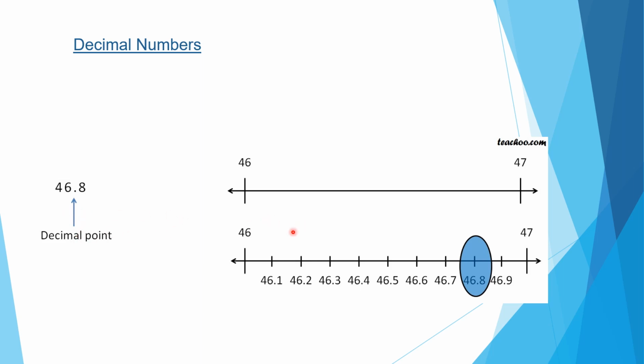So let us look at that on the number line, 46 and 47. Why I have taken these two numbers? Because this is 46.8, that is it is in between 46 and 47. So we have to divide this into 10 equal parts.